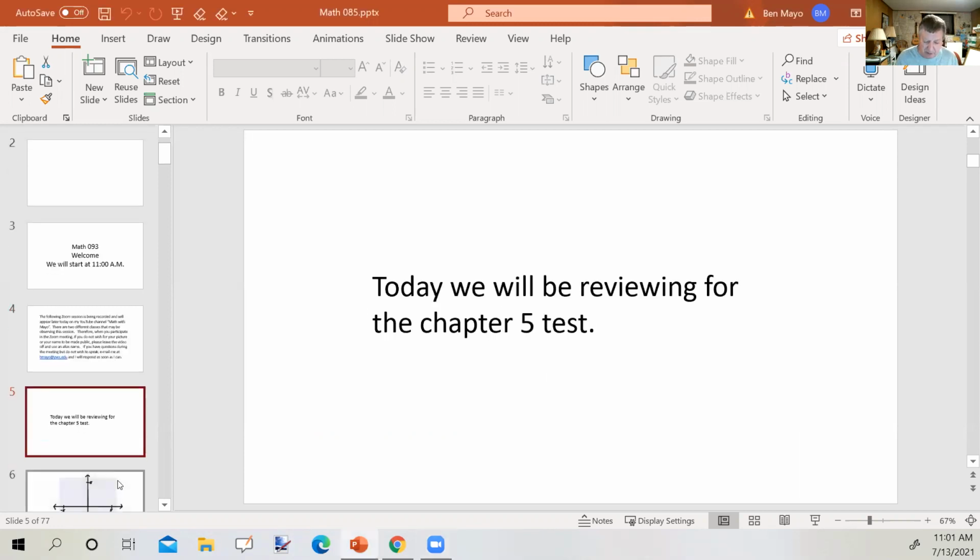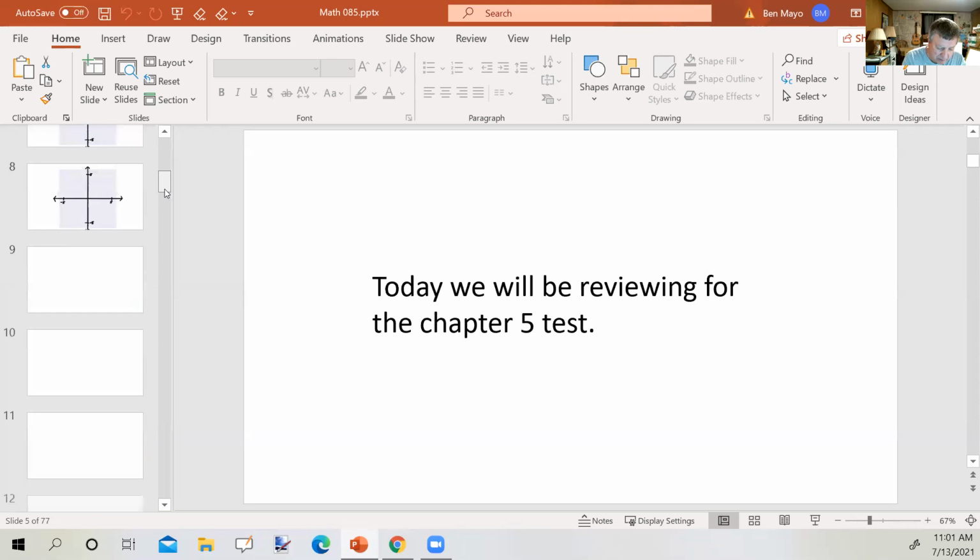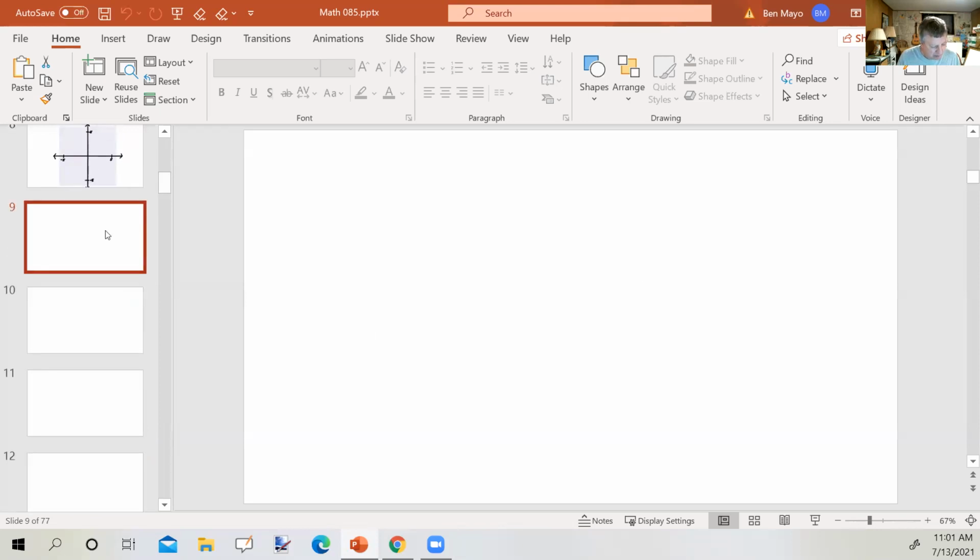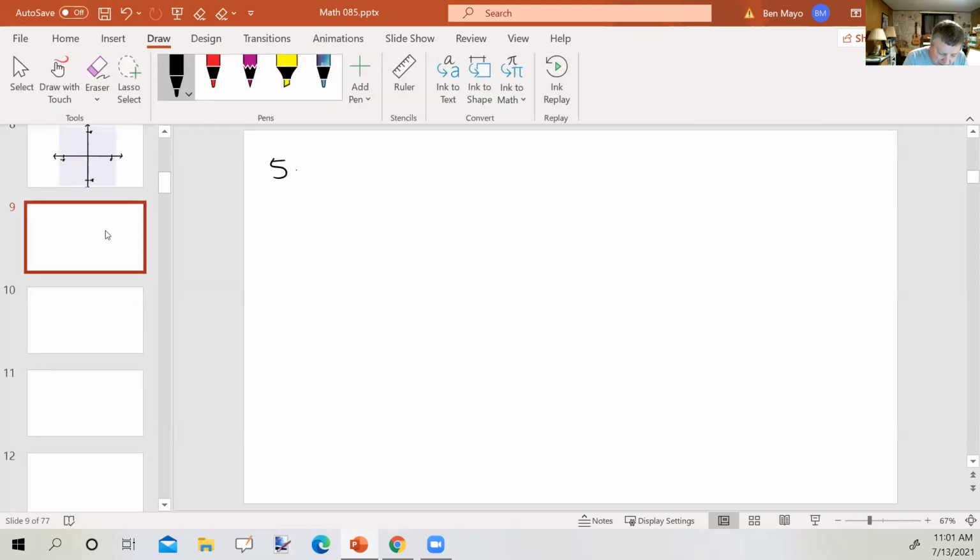All right, so today we're going to be reviewing for the test that's later on today. I want to start out by looking at a couple of problems that people emailed me. So we'll do that first. This one comes from section 5.6, number 15.